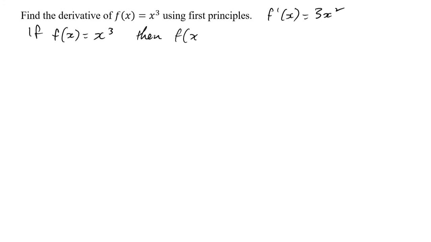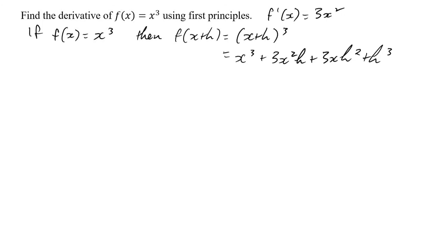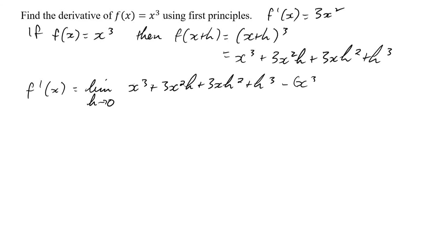then f of x plus h would be that. And if I expand that using binomial expansion, I get that. So substituting in, the derivative is the limit as h approaches 0 of f of x plus h minus f of x, all over h. Remember, this is essentially rise over run, as the distance between the points approaches 0.